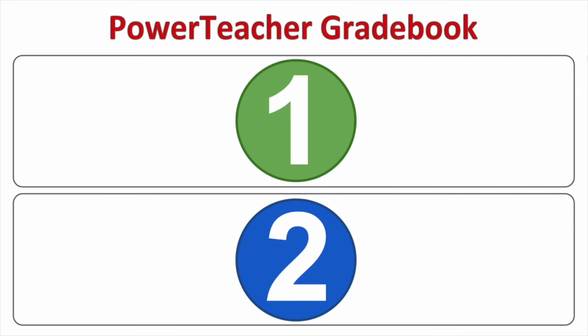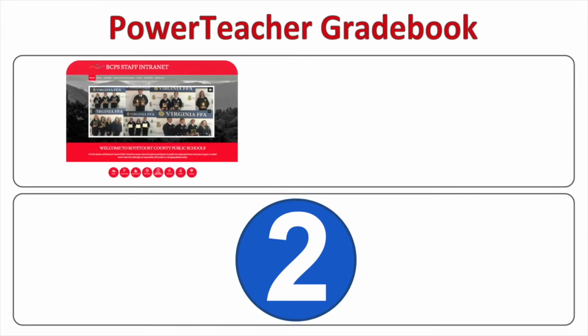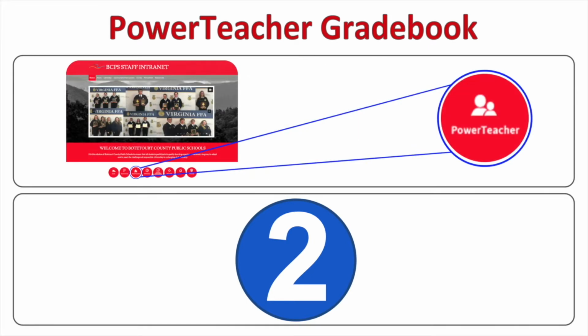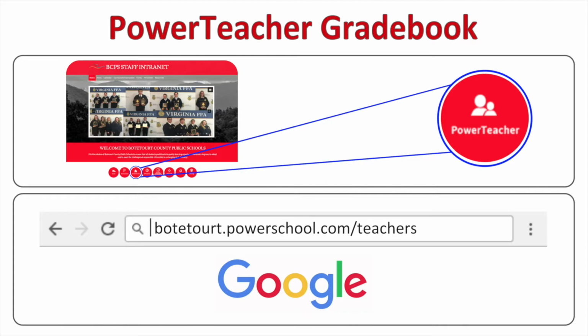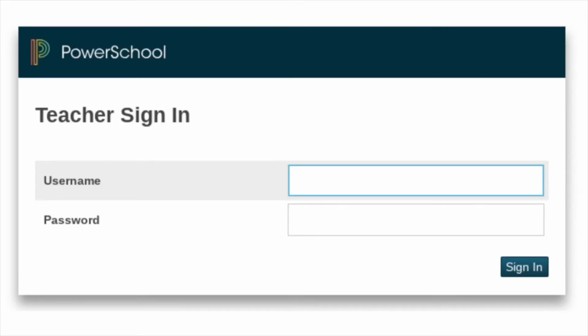Botetourt County Public Schools utilizes Pearson's PowerTeacher Gradebook to track assignments and student grades. You can access the PowerTeacher Gradebook in one of two simple ways. First, navigate to the staff intranet site and simply click on the PowerTeacher link towards the bottom. Or, open Google Chrome and type in the following URL. This will bring you to the login screen.